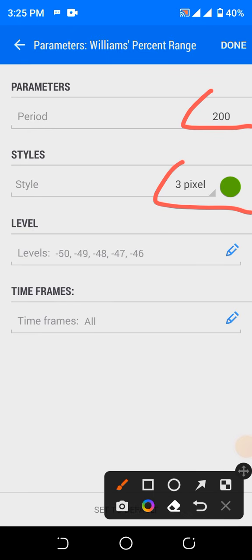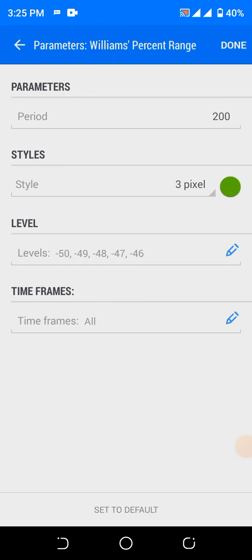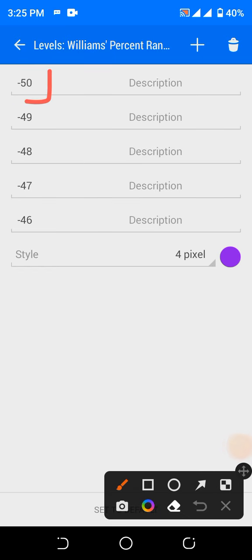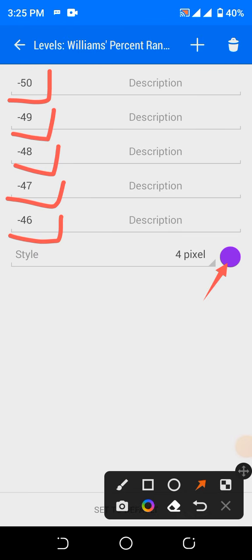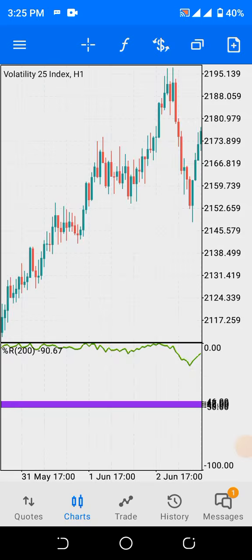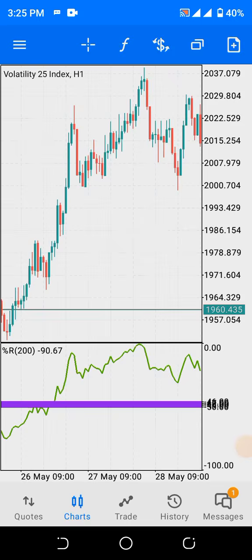Now the next thing is level. Now pay attention to the level. Let me show you. This is the level. You click on the level. So here are the settings for the level. Here are the settings for the level. This is -50, -49, -48, -47, -46, and the color is purple. So that is all you need to set up a Williams percent range indicator. So once you are done, back to your chart and you apply it the way I explain it, and you keep on generating a lot of profit.